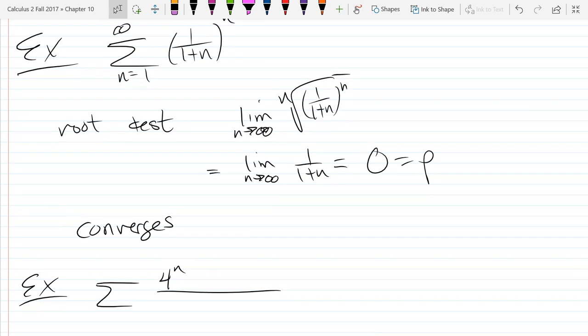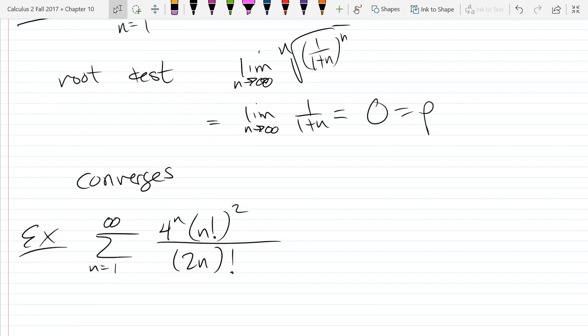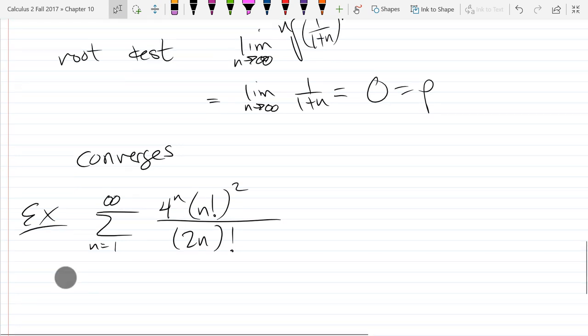So our next problem, we have 4 to the n times n factorial squared divided by 2n factorial. So this problem's not good for the root test because there's only one term to the nth power. So we're going to go for ratio.